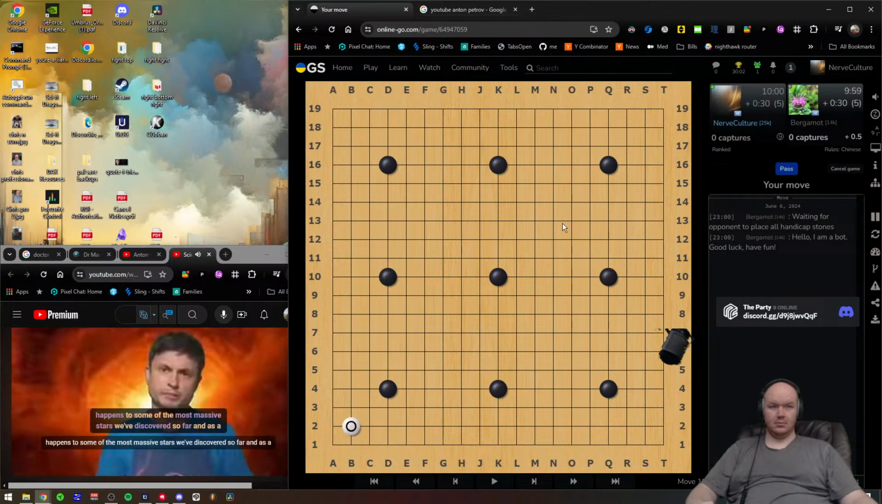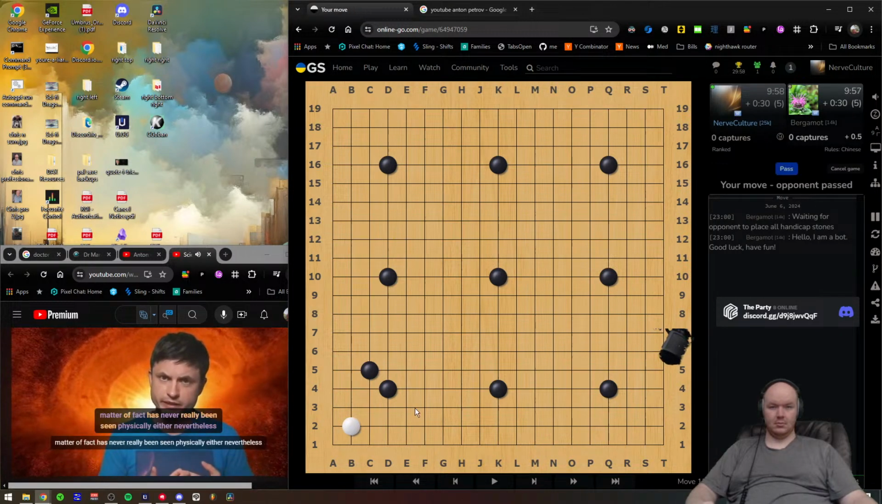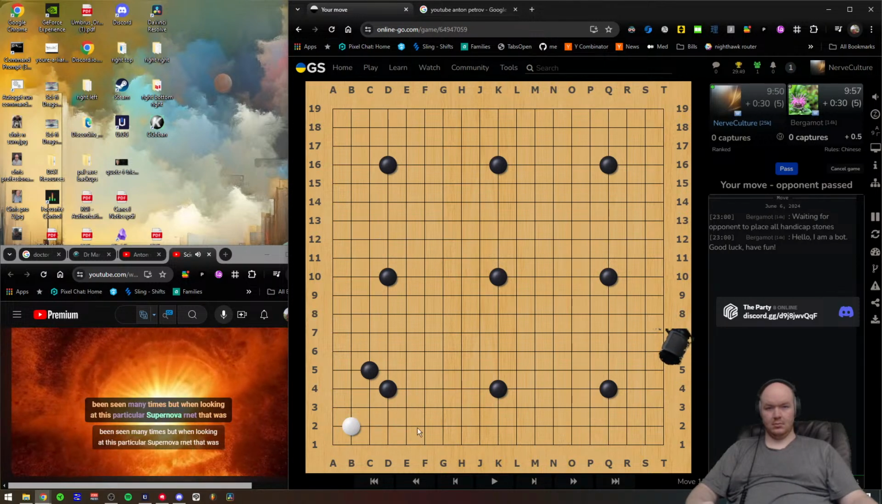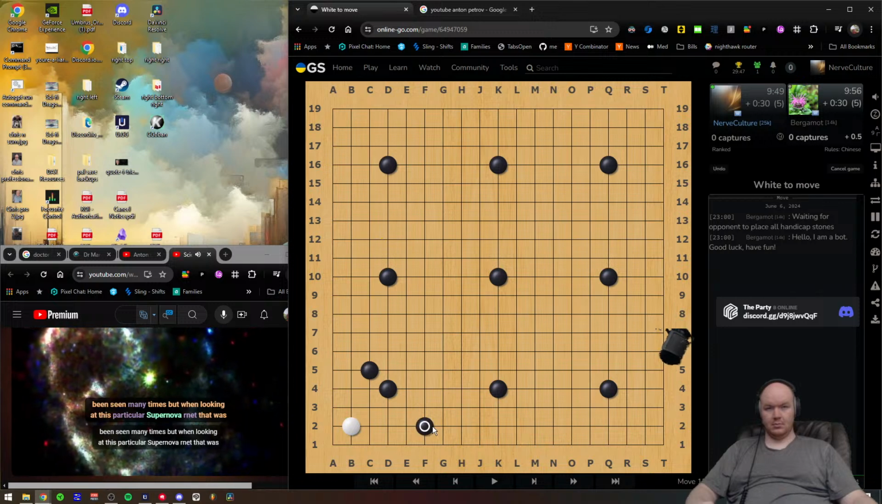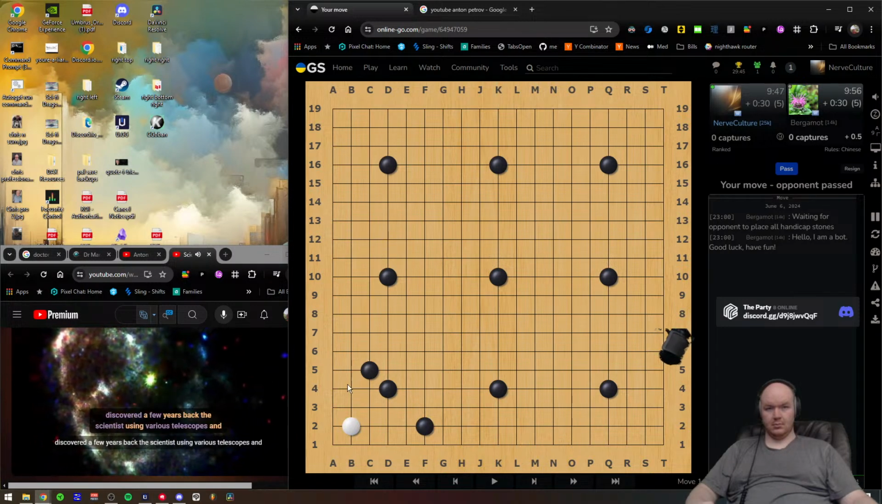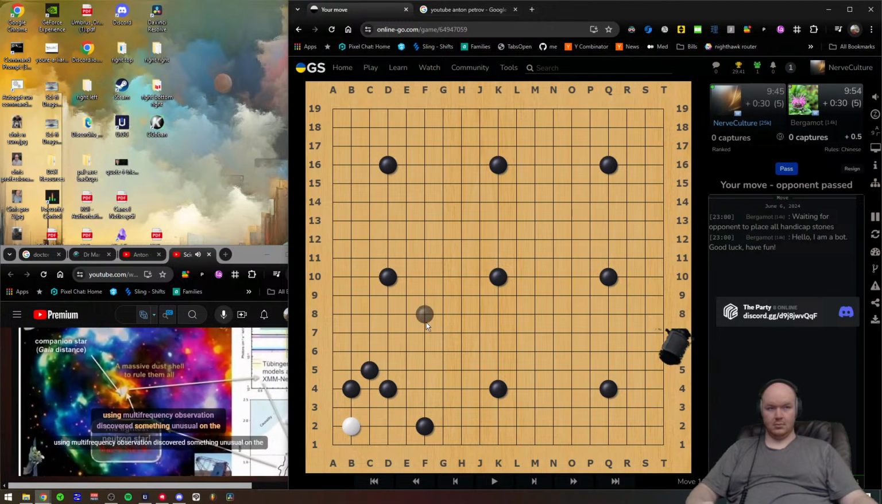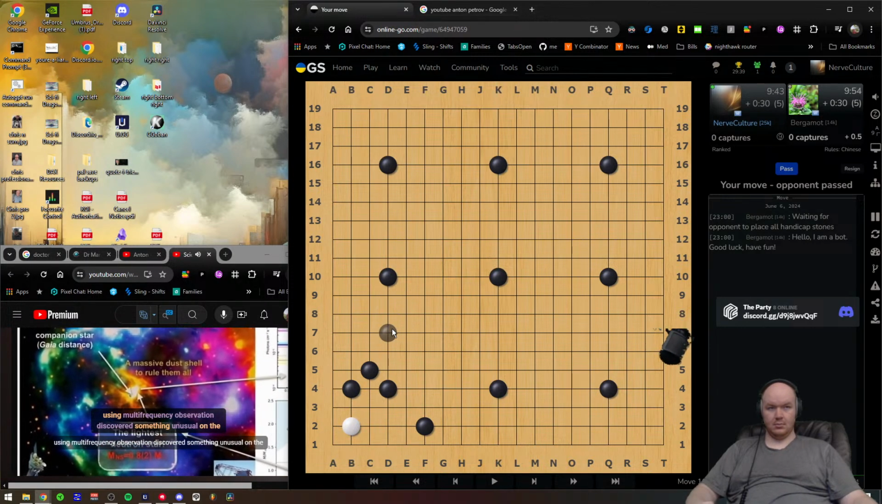But that's something that only happens to some of the most massive stars we've discovered so far, and as a matter of fact has never really been seen physically either. Nevertheless, remnants, including neutron stars and black holes from various supernovae, have been seen many times. But when looking at this particular supernova remnant that was discovered a few years back, the scientists using various telescopes and using multi-frequency observation discovered something unusual on the inside.